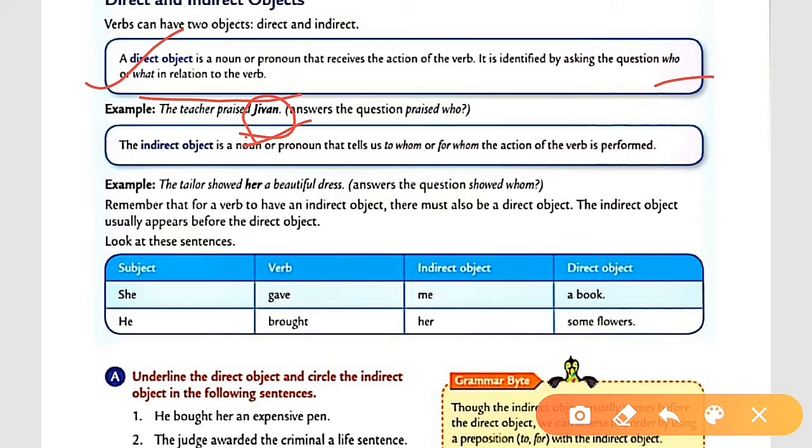An indirect object is a noun or pronoun that tells us to whom or for whom the action of the verb is performed. Okay, example: the tailor sewed her a beautiful dress. The question is, for whom? The tailor sewed her a beautiful dress. There is the object. Okay, move to next.